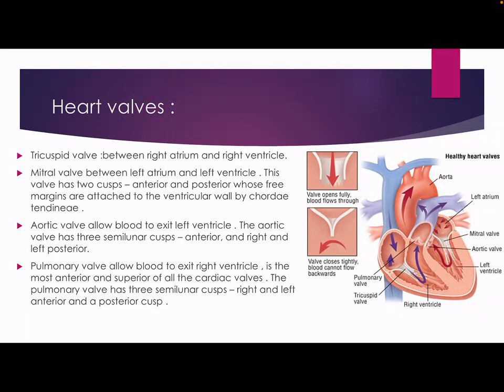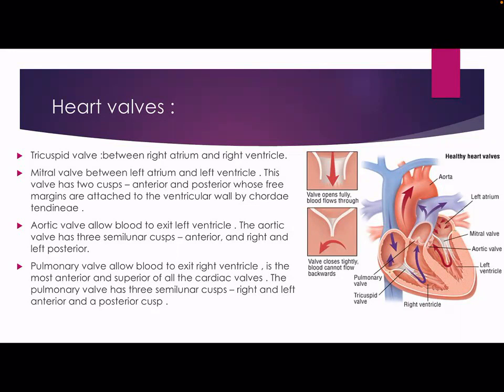The aortic valve allows the blood to exit the left ventricle. The aortic valve is composed of 3 cusps, 1 anterior and 2 posterior, right and left. The pulmonary valve allows the blood to exit the right ventricle, and it is composed of 3 semilunar cusps, 1 posterior and 2 anterior, right and left.